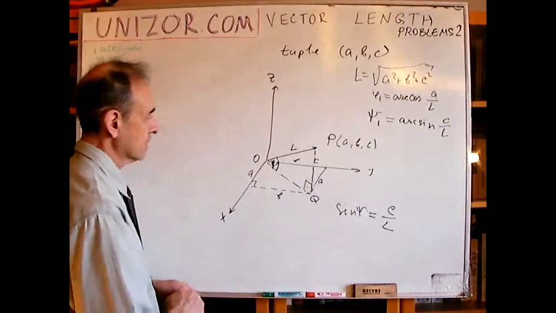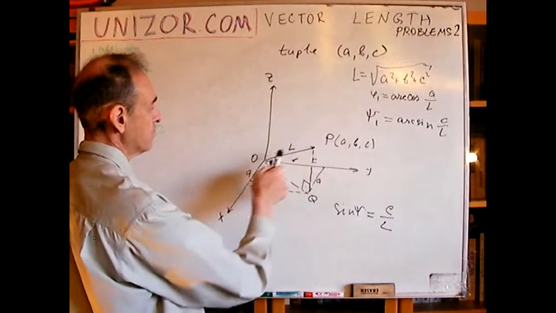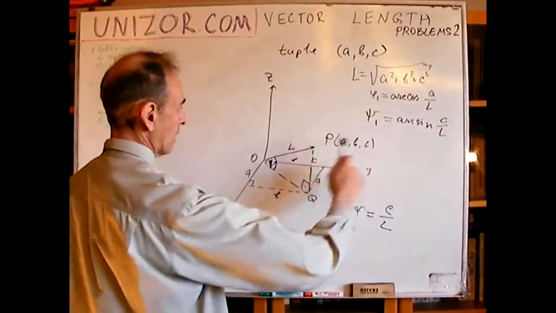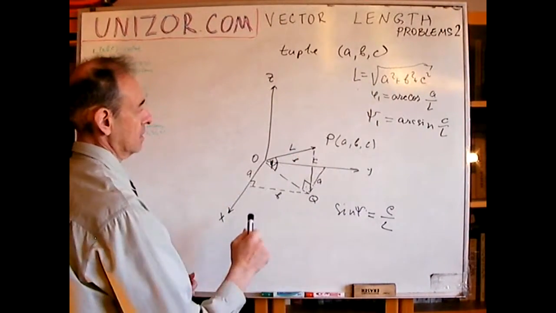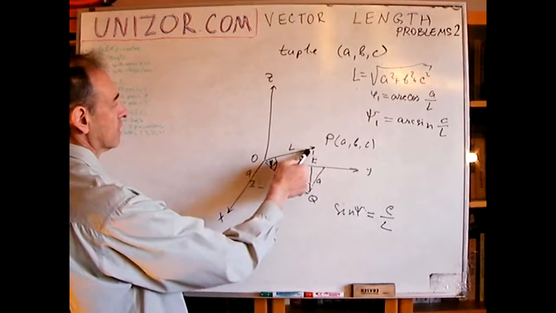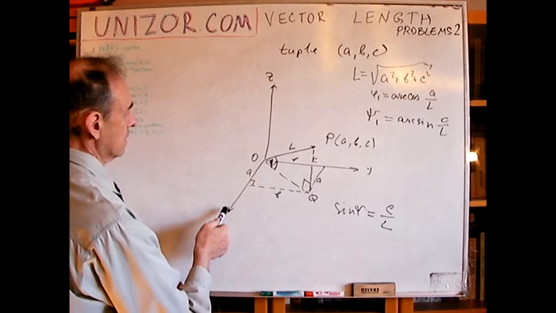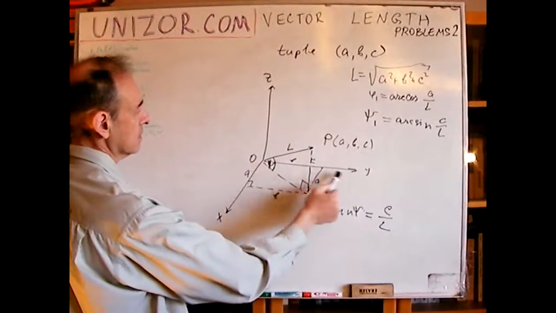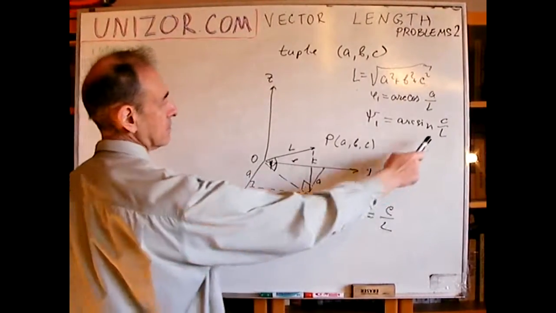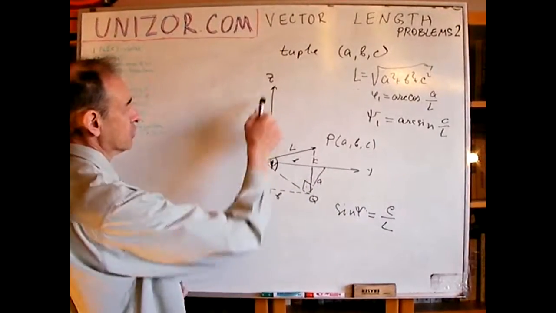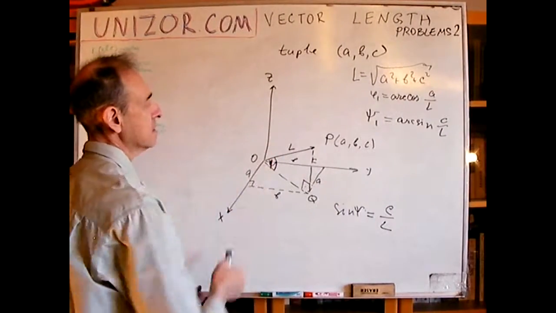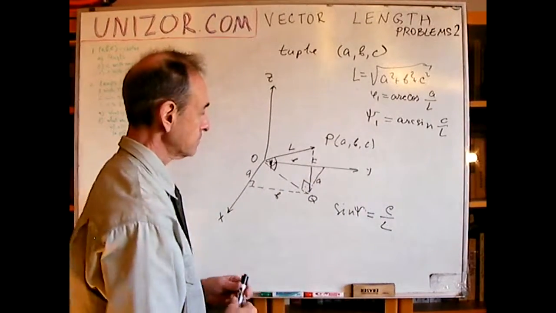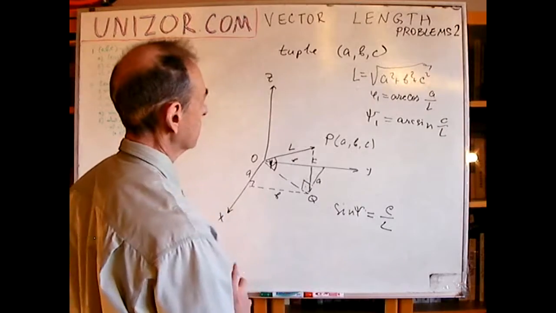So the angle between vector OP and its projection on xy is arc sine C over L, where L is this. Now the angle between the vector and its projection on, let's say, the XOZ plane would be arc sine B over L in this case. And the projection on the YOZ plane would be arc sine of A over L. Well, that completes this problem.